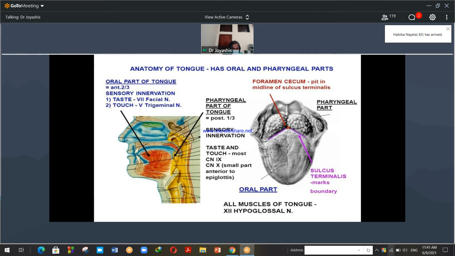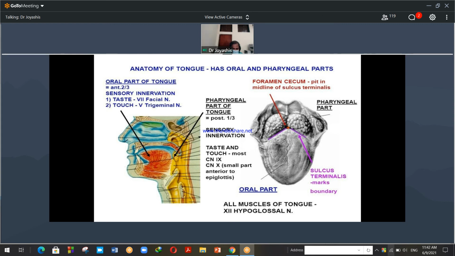This muscle is involved in swallowing and elevating the posterior portion of the tongue. This is the palatoglossus. The palatoglossus muscle is supplied by the pharyngeal plexus of the vagus nerve, and the rest of the tongue is supplied by the hypoglossal.